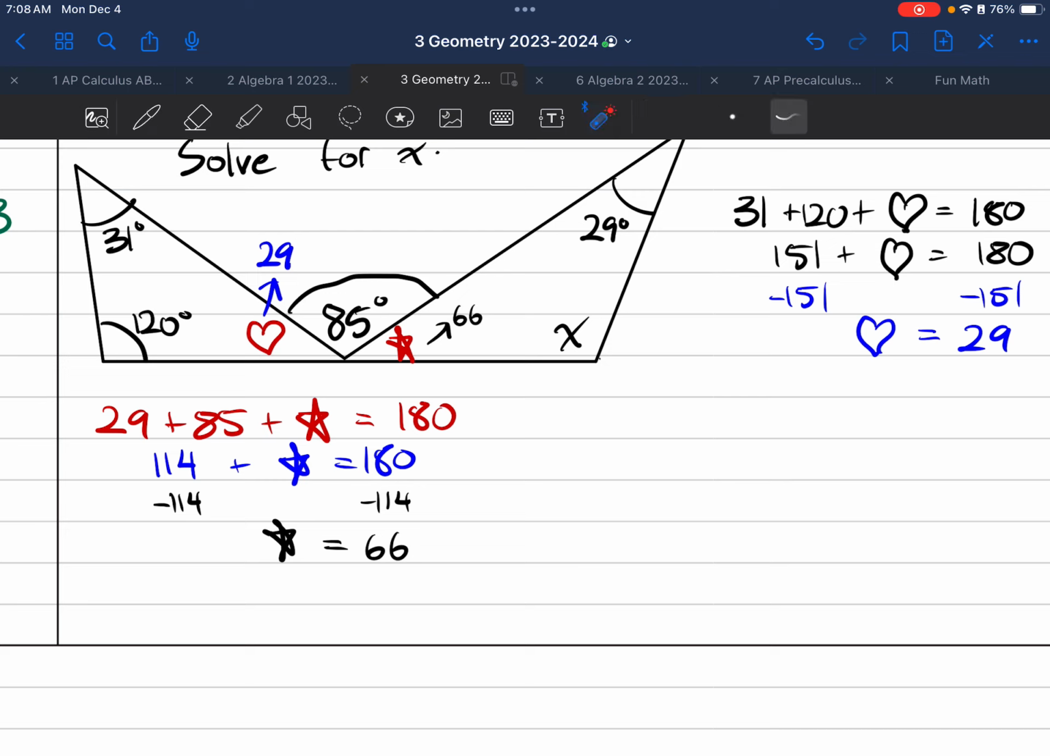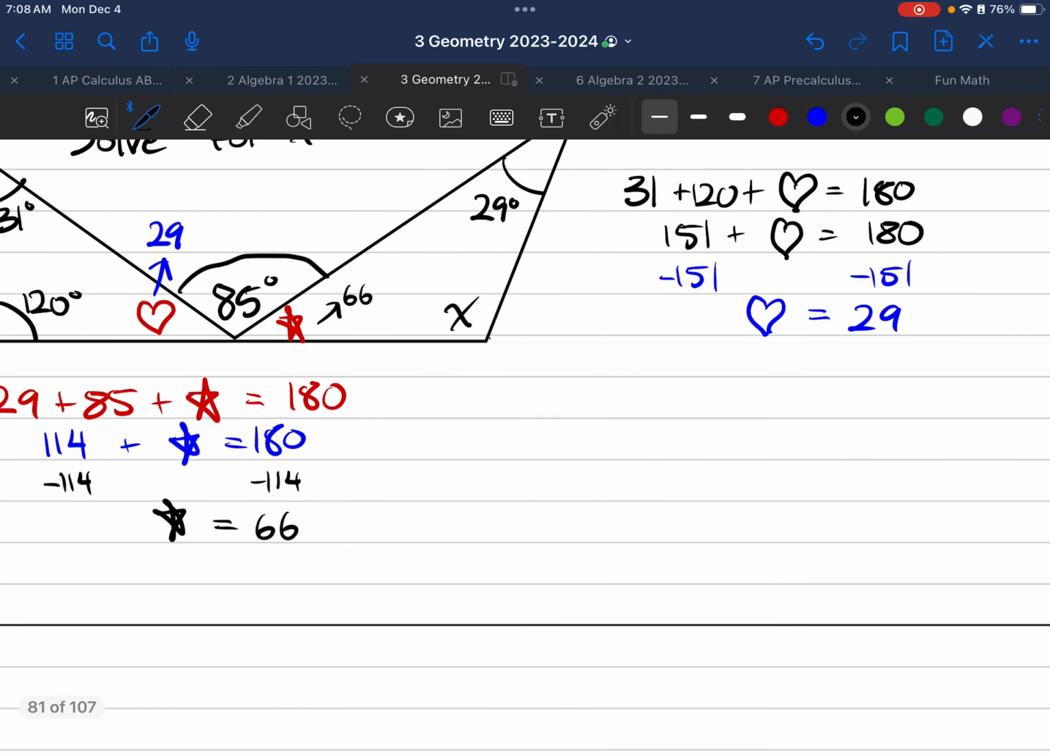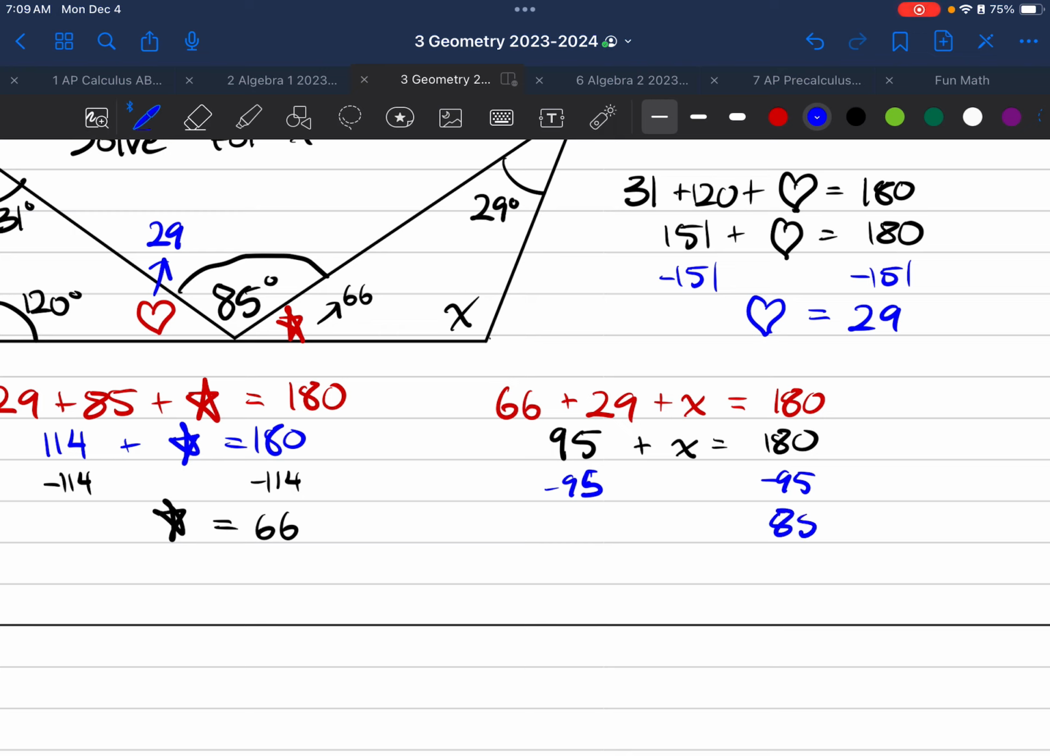And then finally, I can do this plus this equal 180 degrees. So let's go ahead and do this. We'll say that 66 plus 29 plus x, all three of those add up to 180 degrees. So again, I'll combine some terms. 66 plus 29 is 95, I think. Is that right? I think so. So 95 plus x is now equal to 180. If I subtract 95, that's going to be 85. x is equal to 85.